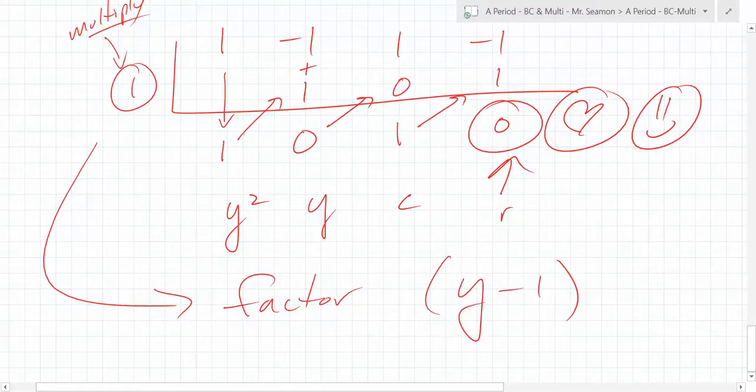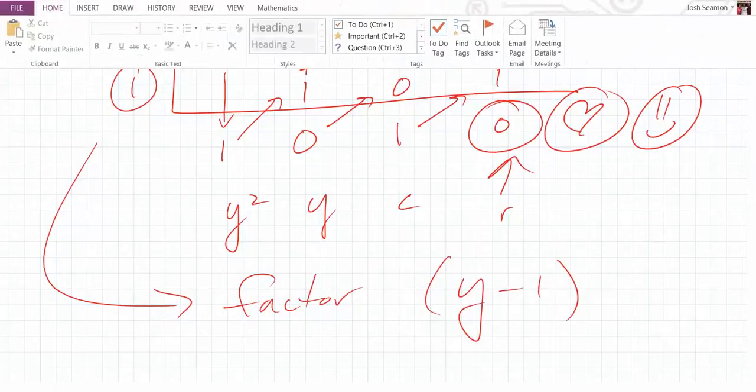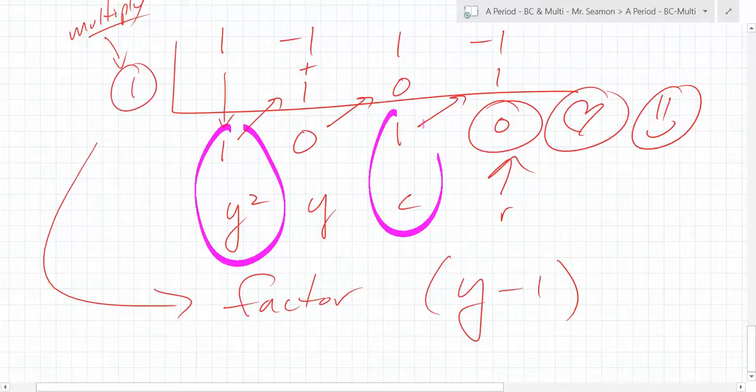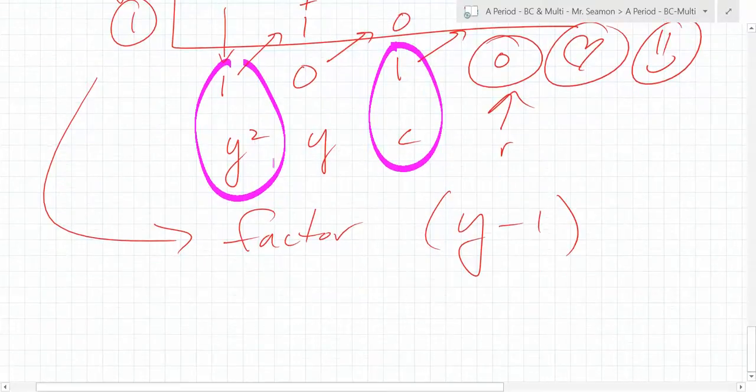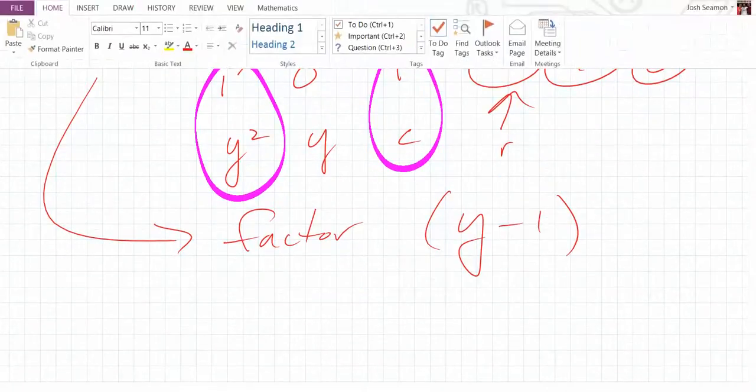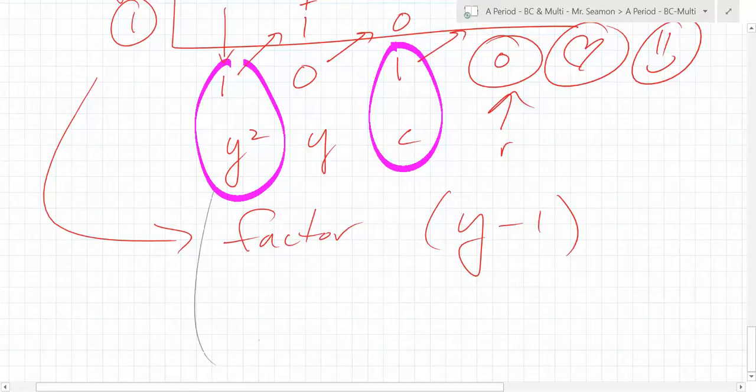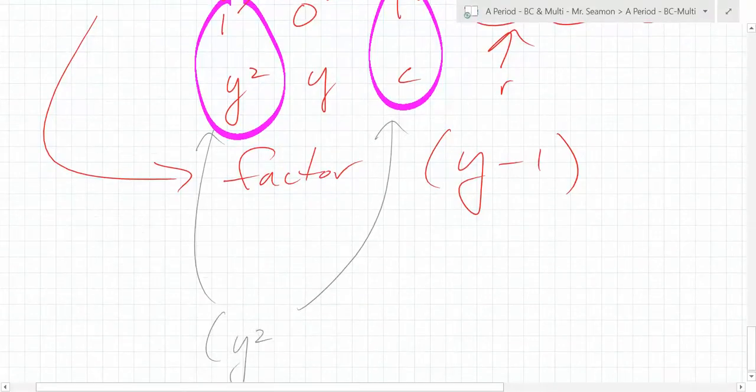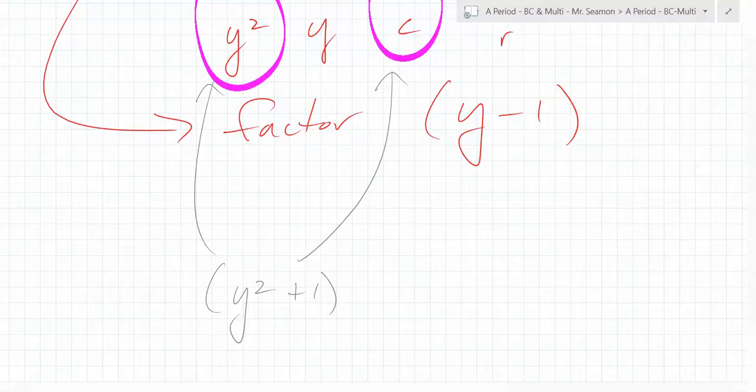But here's the cool thing. You see these correlations right here? What else has to be a factor? Y squared plus 1. There's your y squared plus 1. So this right here tells you that another factor is y squared plus 1. Hey, do you have your two factors?